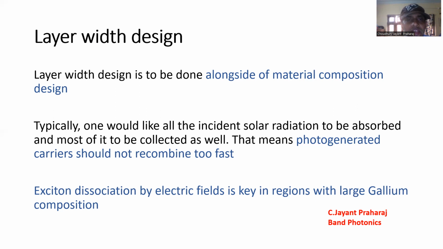the exciton state. So the exciton has a quantum mechanical state when it forms a bound state, and then the electrons and holes can get dissociated by the electric field. That process is key to get good solar cell performance, because otherwise more recombination will take place than drift. What we want is more drift and less recombination. So this dissociation of excitons due to electric fields is very key, especially in regions with large gallium composition.